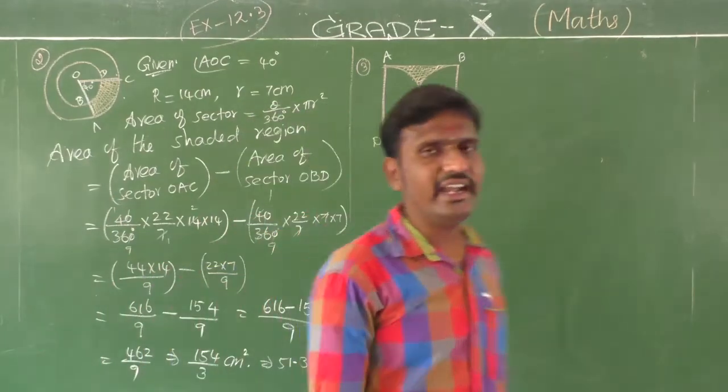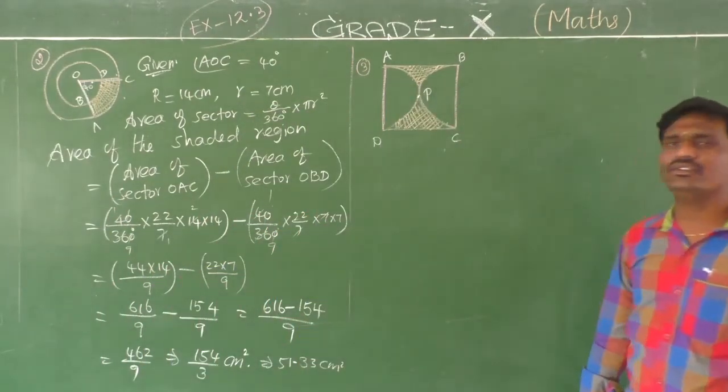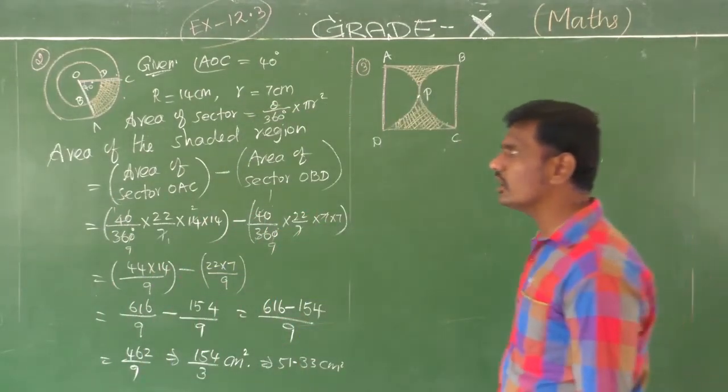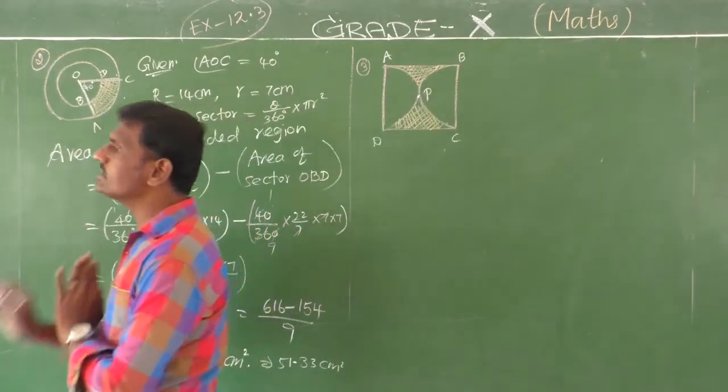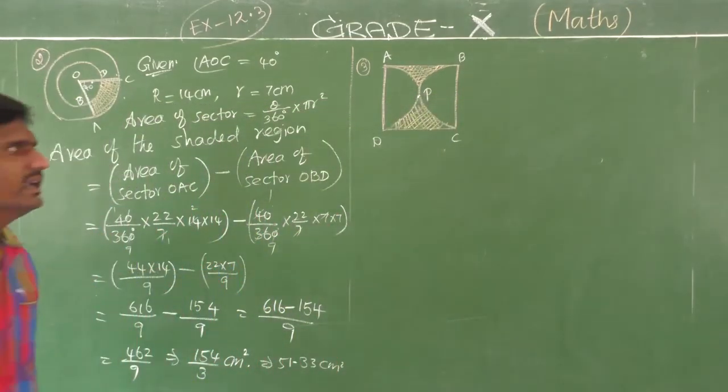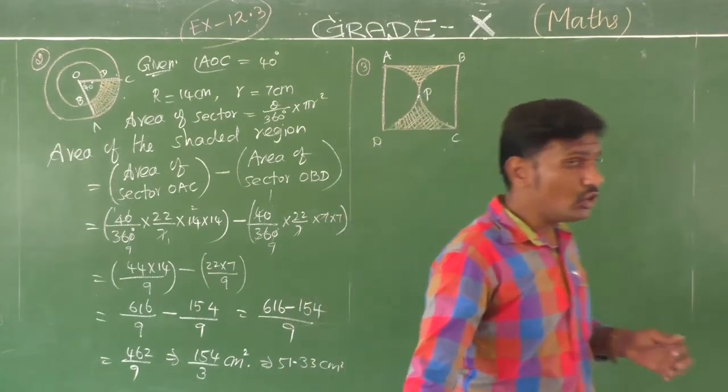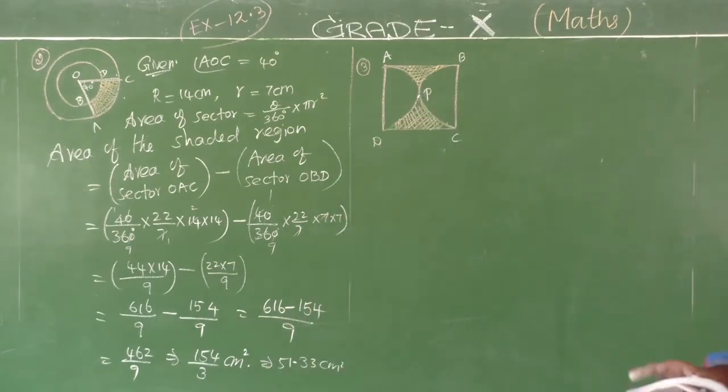So you got it, children? So this is the area of the sector. Area of the sector for the two concentric circles. Yes, student? Okay. And one more question, you have the same pattern of the question.